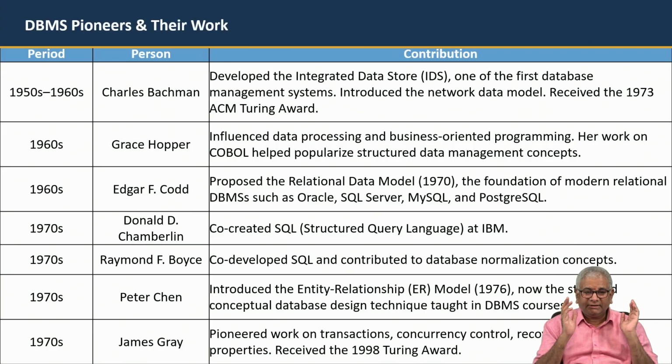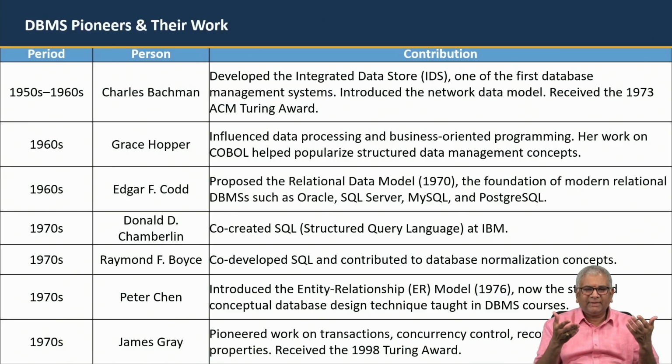Raymond F. Boyce. This is another important name like Codd. He wrote a paper to make the database system better. He introduced the concept of normalization: first normal form, second normal form, third normal form, BCNF, Boyce-Codd Normal Form. All these things were coined by him, which are very important for making databases more relational, simple, easy to use and faster to perform.